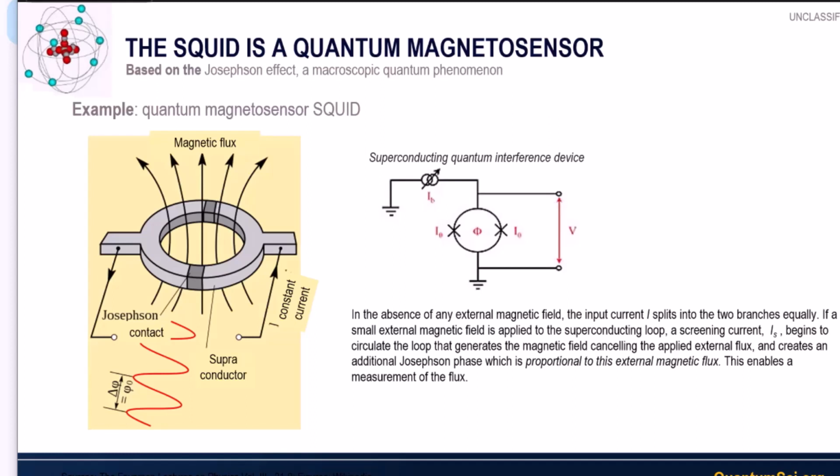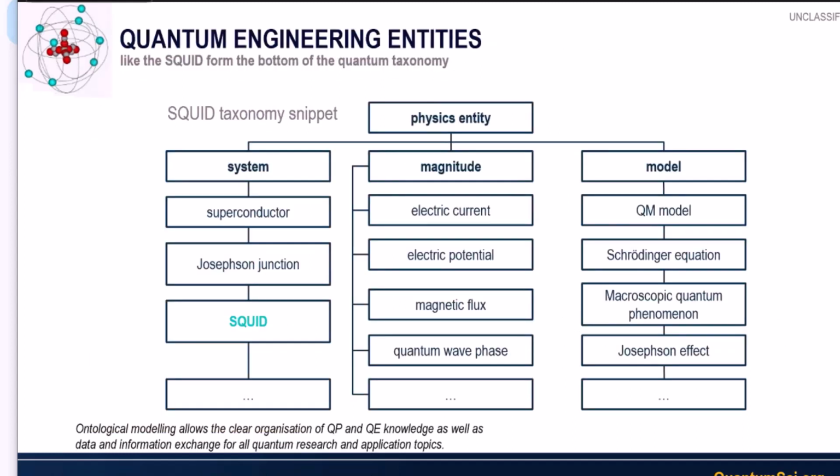And so how can we put this into an ontology? This is shown on the next slide, which shows you again the upper ontology that I described at the beginning. So we have the physics entity made of systems, magnitudes, and models. And now we see that the SQUID is actually a type of superconductor. A superconductor is a type of system. A Josephson junction is what is needed to build a SQUID. The SQUID is a device that is not only made of a Josephson junction, but contains two Josephson junctions. Then the magnitudes here are not complete, but at the bottom, under magnitude, you have the quantum wave phase and the magnetic flux, which are two magnitudes that you need to understand the SQUID.